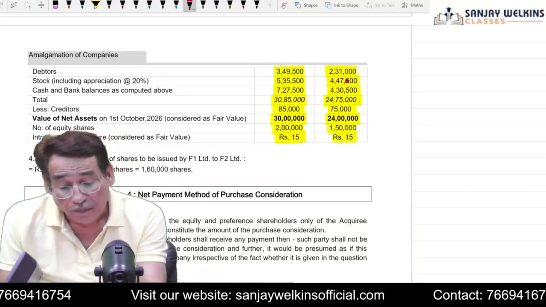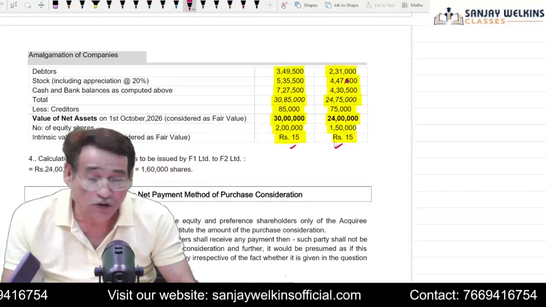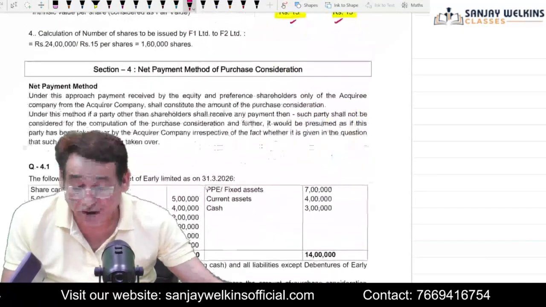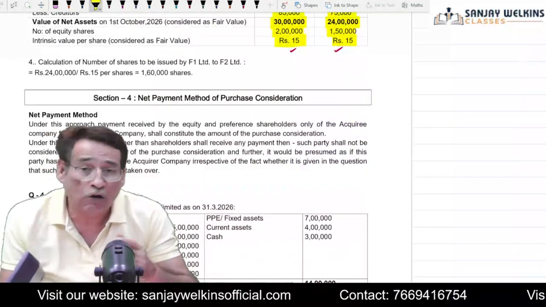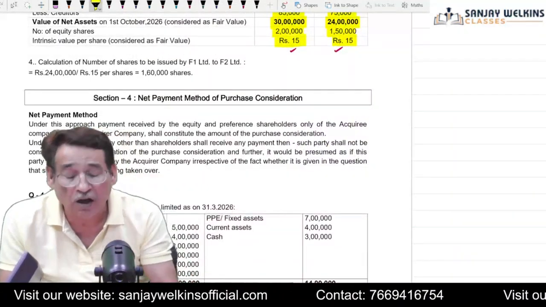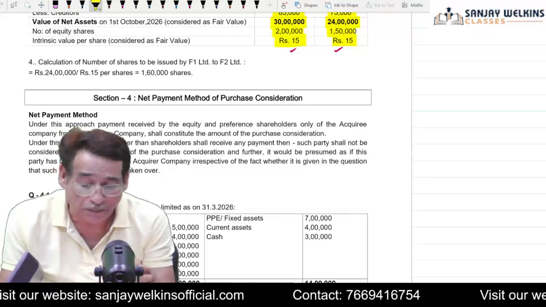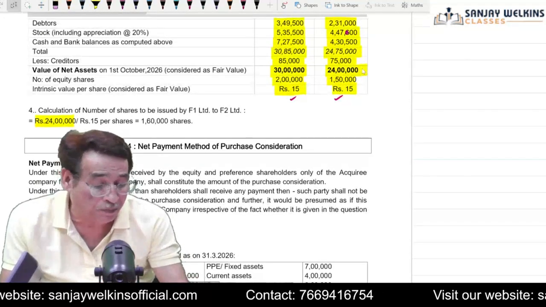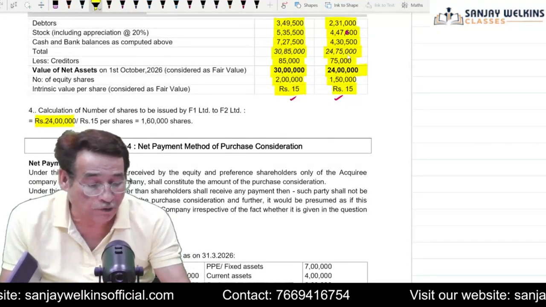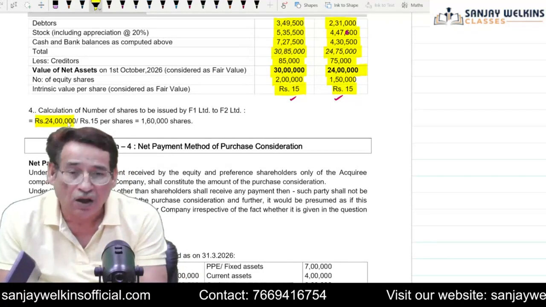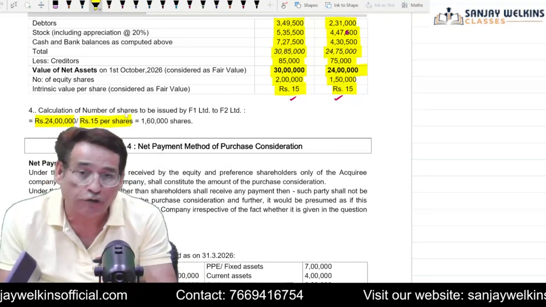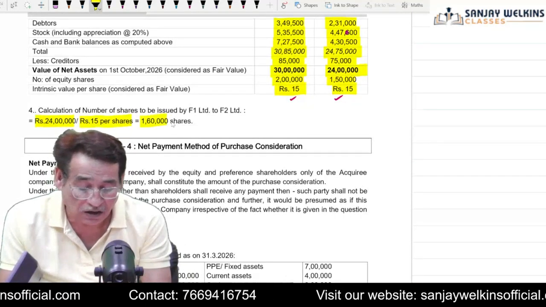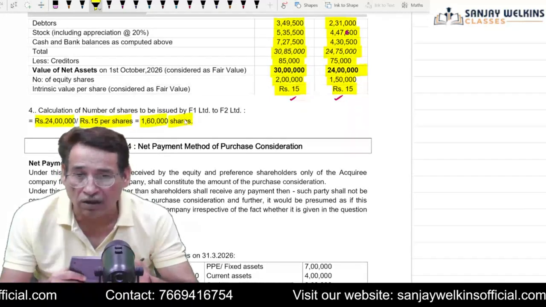Now, coincidentally, we find that the intrinsic value of share of both the companies is similar, 15-15, isn't it? Now, the question has also asked how many shares the purchasing company will issue. So 24 lakh is the amount of purchase consideration. How? The difference between assets and liabilities is the purchase consideration. Now you divide it by the intrinsic value of your own share. Of the purchasing company, the intrinsic value of share is 15. So 1,60,000 shares will be issued. Is it clear to you or not?